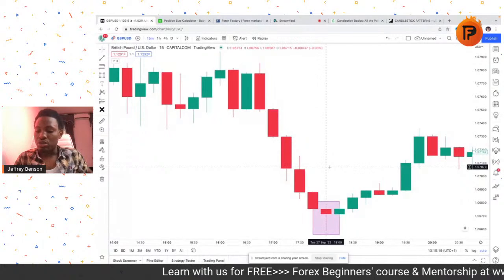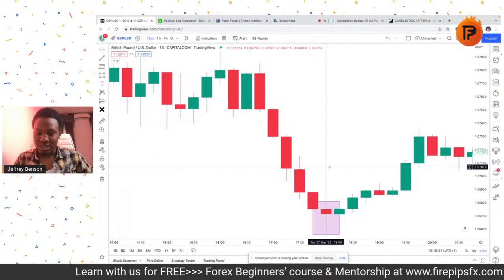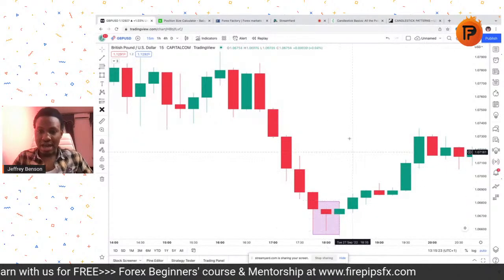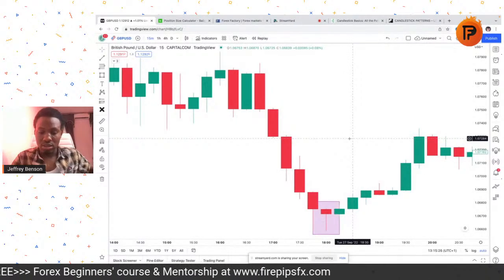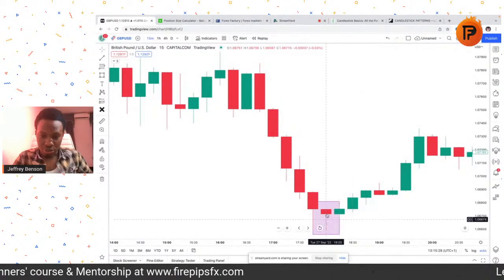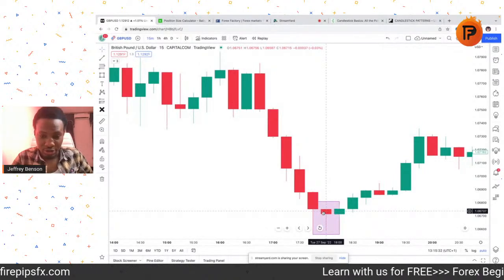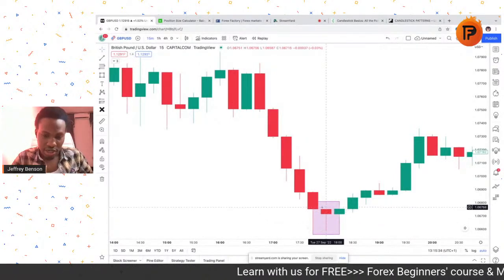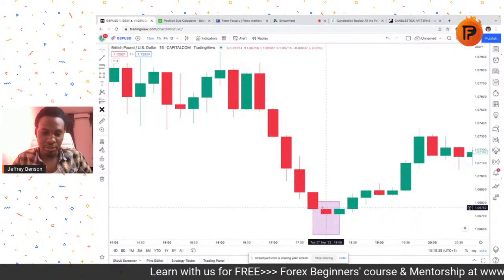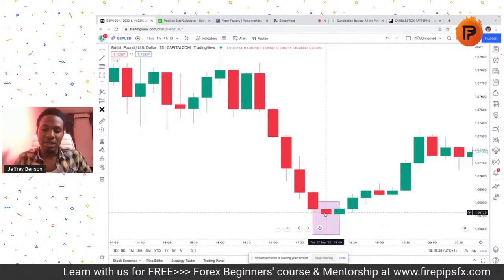The exact opposite of the hammer is the shooting star. So we find the shooting star at the top of the chart, just opposite like this. Sometimes the body can be bullish, like a green body, and it can be bearish. Any one of them, as long as it stands like this.